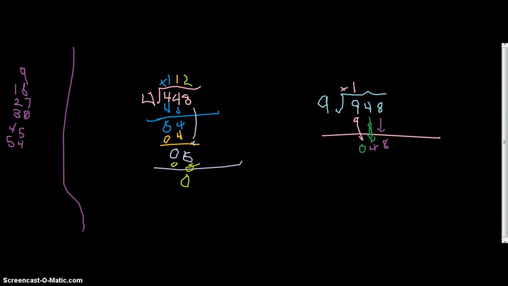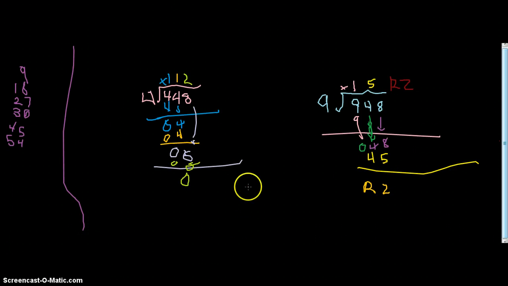So let's put 5 up here. 5 times 9 would be 45. Subtract it, and the answer of the remainder would be 3, so let's write a remainder up here. I'll do a video with all the remainders so we can figure this out.